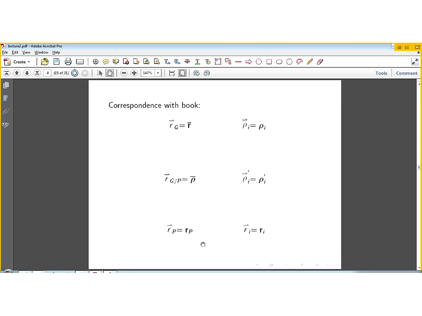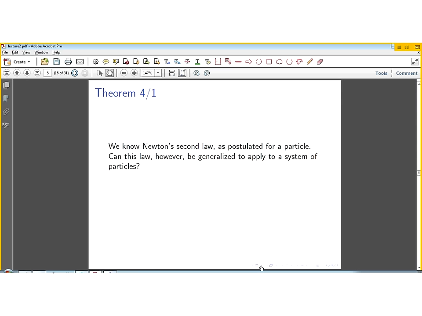And then lastly, the position vector of the point P: the supplementary notes use R sub P, and the handbook uses a bold R sub P. But I'd like to stress that you need to, in your handwriting, always use the notation that we have in the supplementary notes that are indicated on the left of these 6 equations.